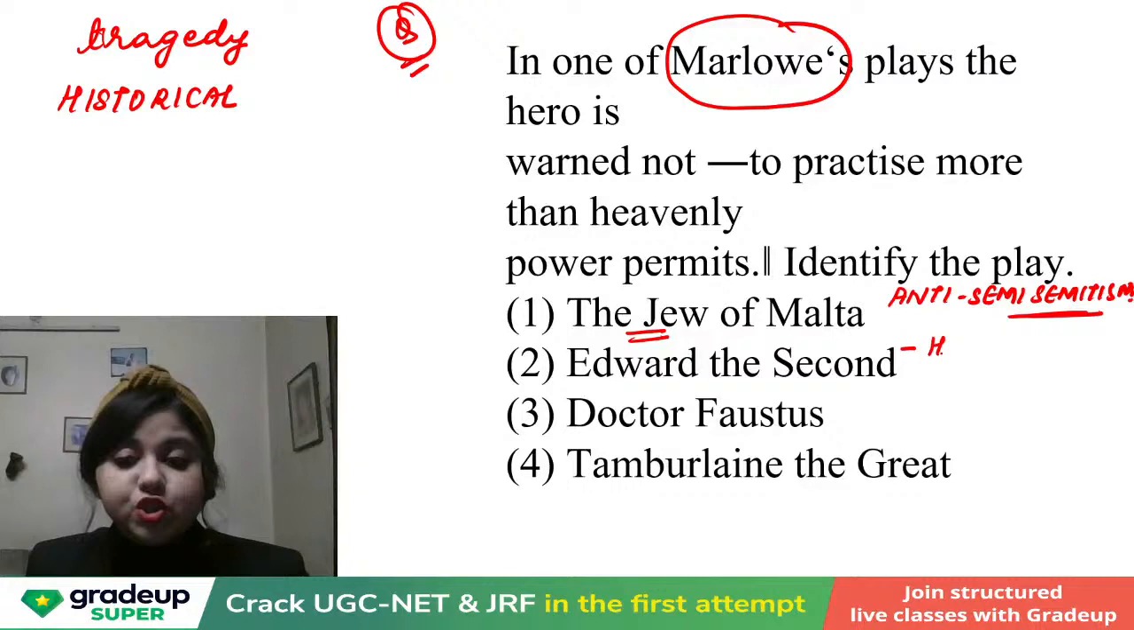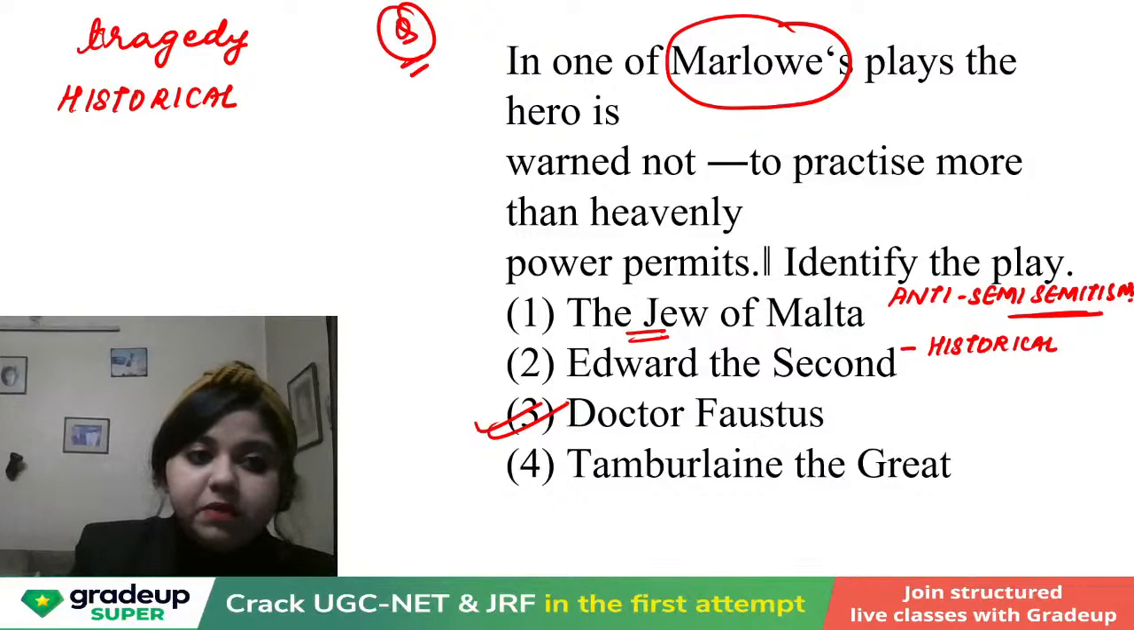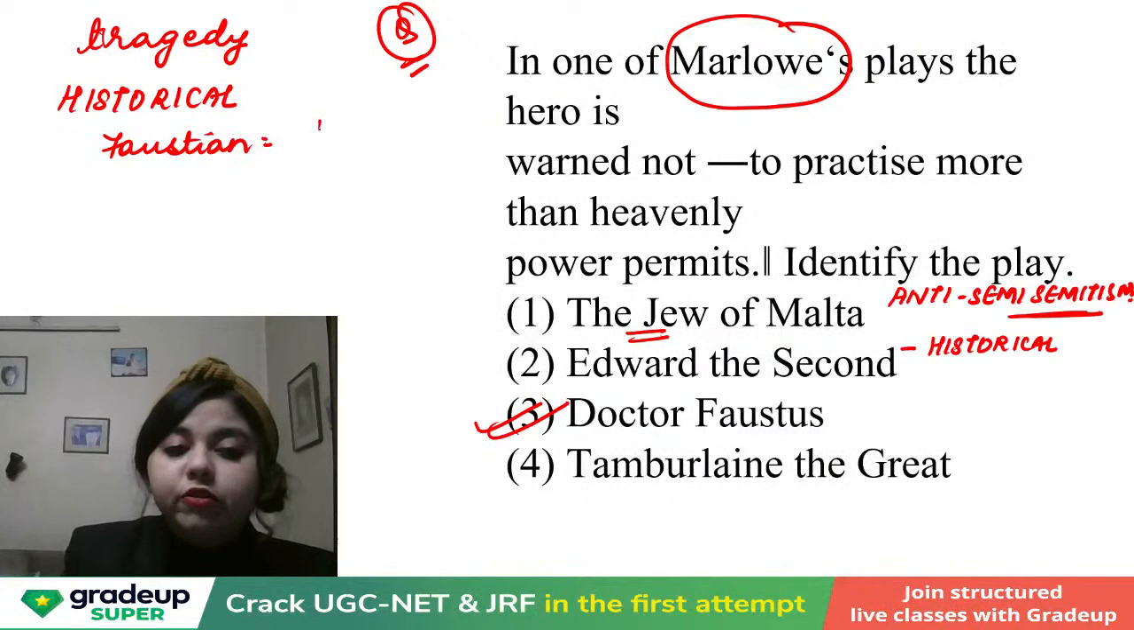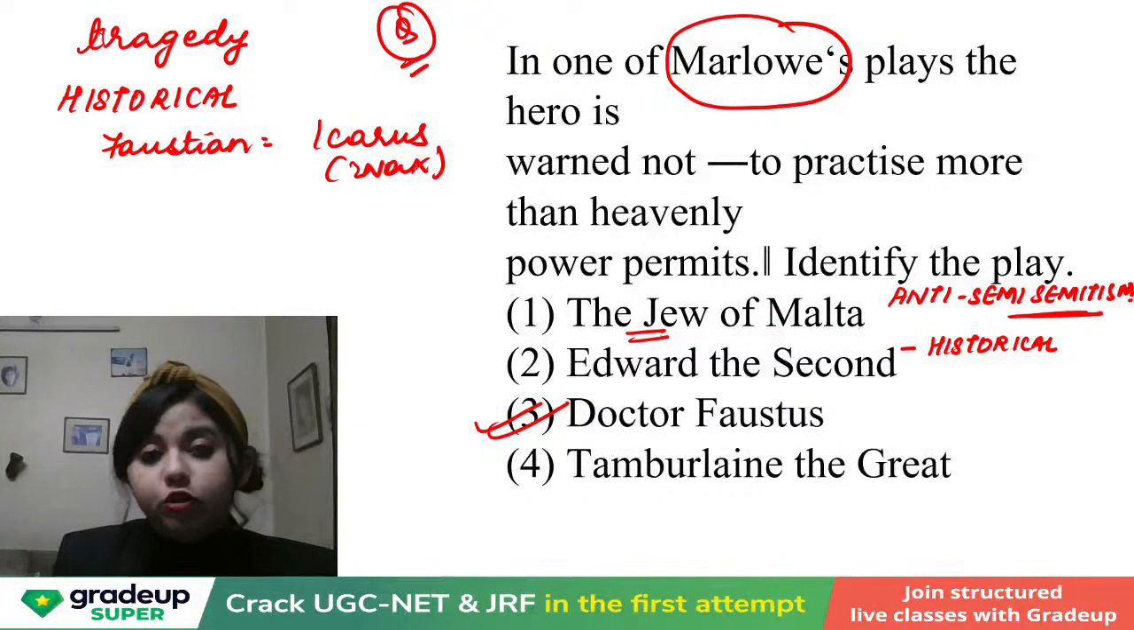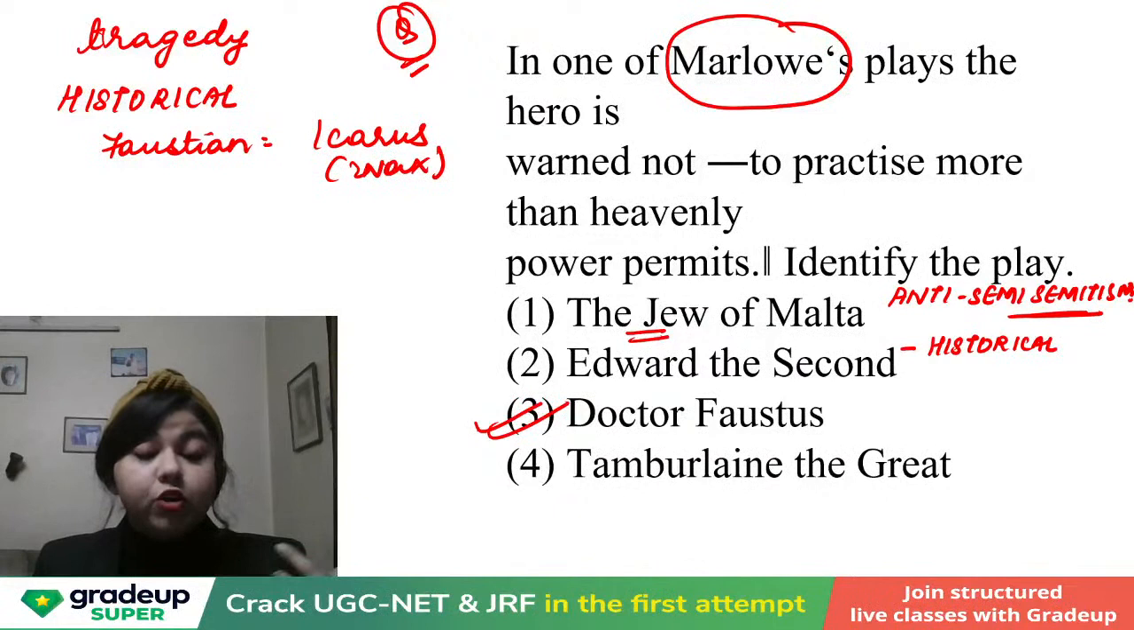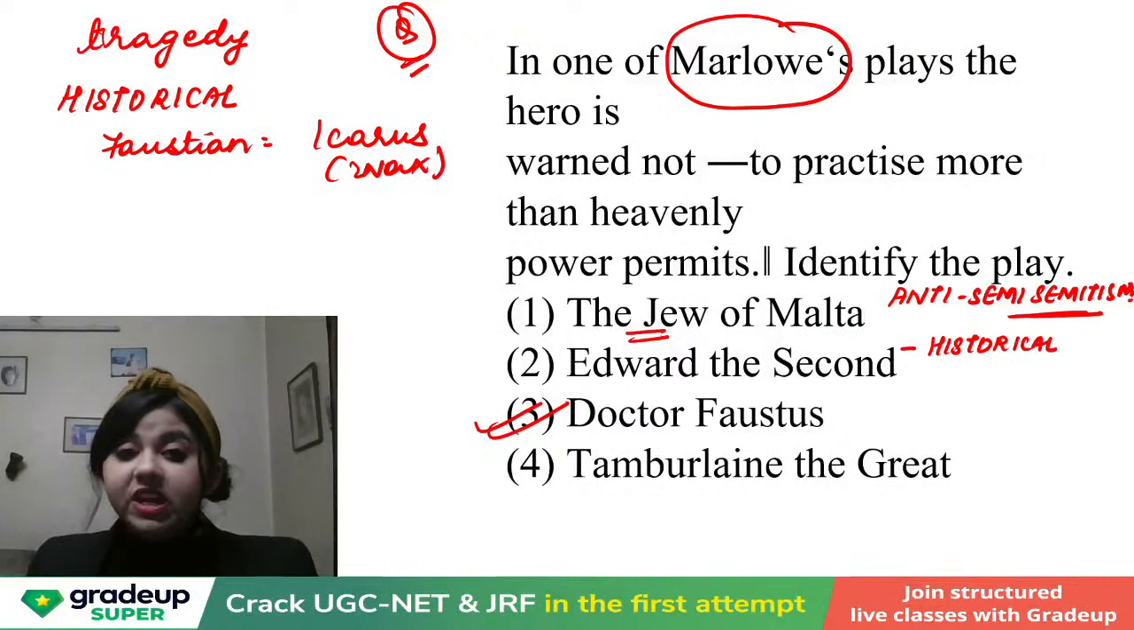Dr. Faustus, as most of you have written, is the right answer, right? Whenever you talk about the Faustian myth, please remember the Faustian myth is very similar to the myth of Icarus. Icarus had wax wings, and he is referred to in the prologue of Dr. Faustus. Goethe is also writing the Faust myth. When we're talking about Oscar Wilde, he's also experimenting with the Faustian myth. Icarus had wax wings, and he was told not to go close to the sun, but he went. Obviously, in excessive heat, his wings just melted.